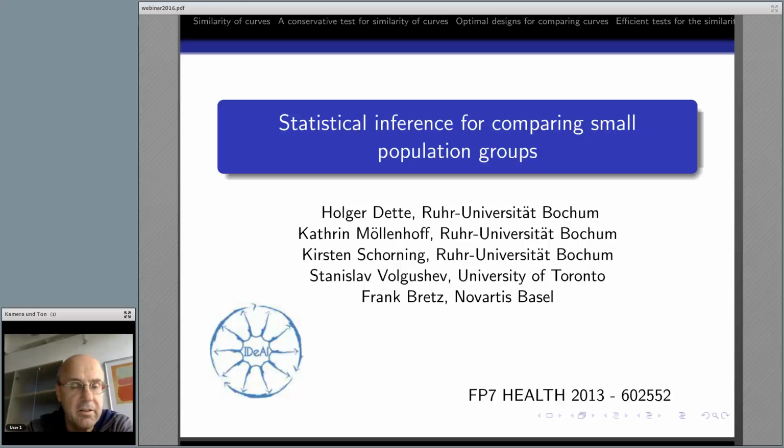My name is Holger Dette. I'm professor of mathematical statistics at Ruhr University in Germany. You might not know where this is. It's close to Cologne, 80 kilometers north of Cologne. So I will be talking about statistical inference for comparing small population groups.